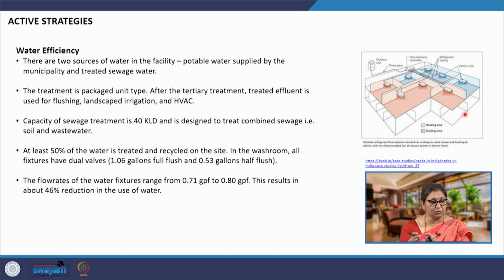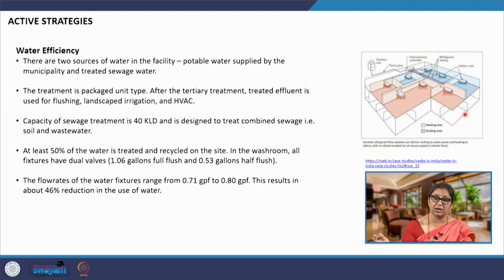And additionally, water efficiency. So, potable water is supplied by the municipality and treated sewage water, of course, the uses differ, thereby reducing the requirement for pumping more water. There is also rainwater harvesting, and 50% of the wastewater is treated and recycled on site and used back into the system. So, overall the water consumption is reduced, and there is very high water efficiency that they have installed.